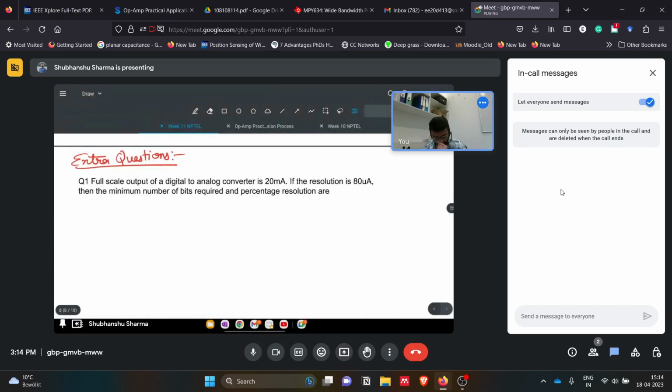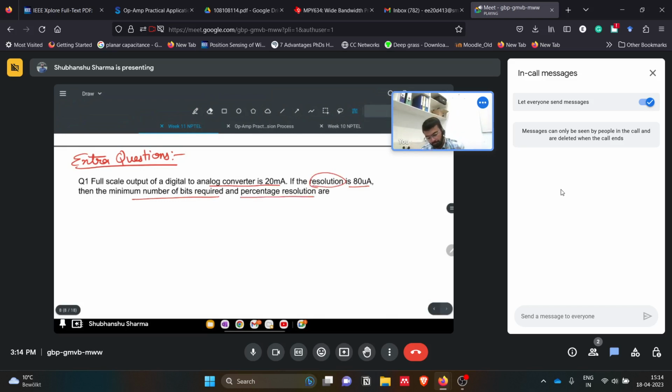Okay, so first question: full scale output of a digital to analog converter is 20 milliampere. The resolution is 80 microampere. Then the minimum number of bits required and percentage resolution are. So they are asking for the number of bits which will be required for getting this much resolution, and they're asking what will be the percentage resolution for this.